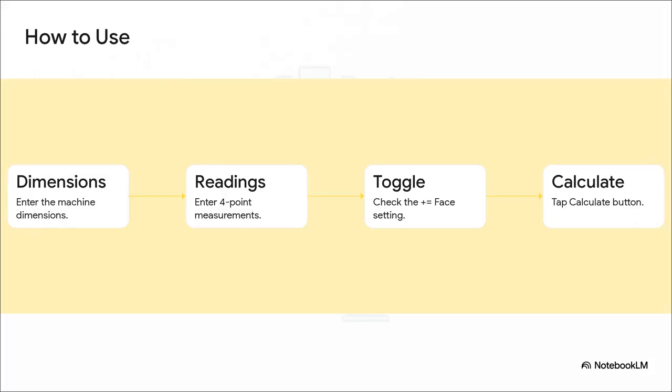So what all this customization does is it essentially distills a very complex, highly error-prone workflow down to 4 incredibly simple, repeatable steps. Step 1, enter your machine dimensions. Step 2, enter your 4-point measurement readings. Step 3, verify your plus equals face button setting. And step 4, just tap calculate. Honestly, that is efficiency and execution at its finest.